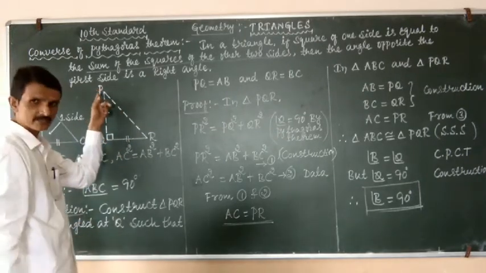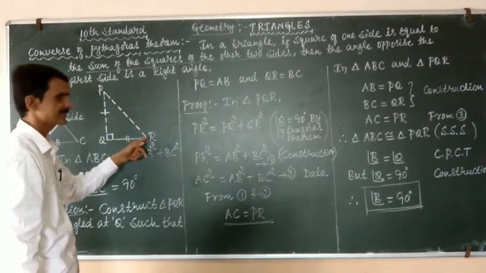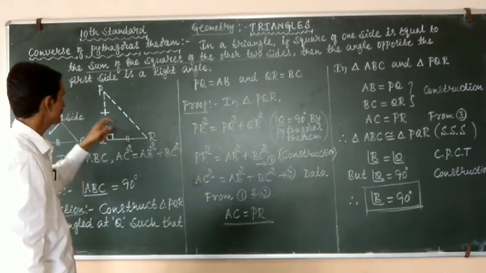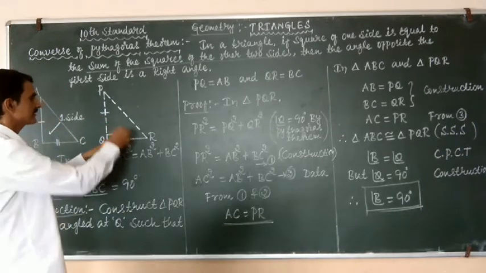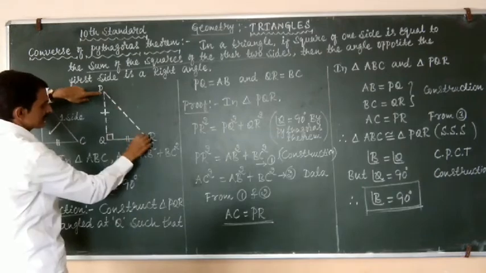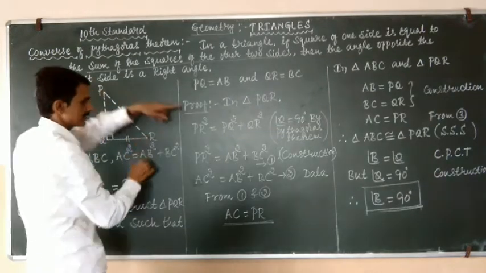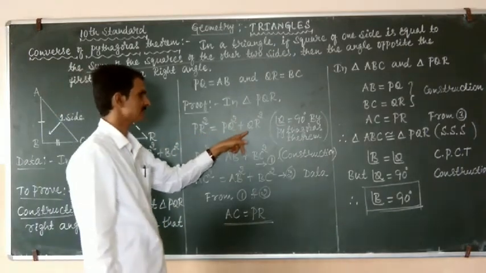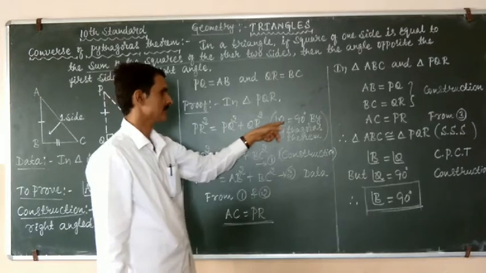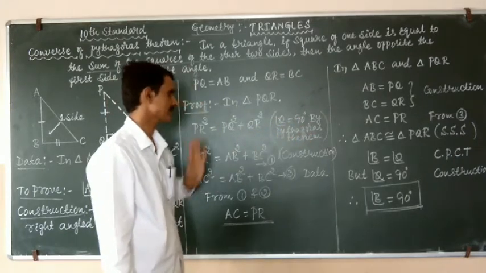According to the statement of the Pythagoras theorem, the square on the hypotenuse is equal to the sum of the squares on the other two sides. Therefore, we can write PR square is equal to PQ square plus QR square, because angle Q is 90 degrees, by the Pythagoras theorem.